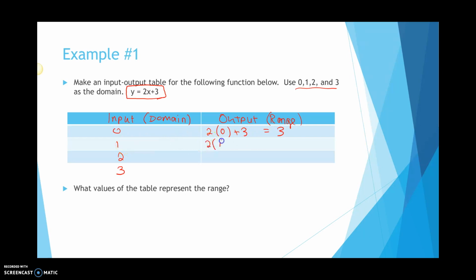Next one, 2 times 1 plus 3. 2 plus 3 gives me 5. 2 times 2 plus 3, so that's 4 plus 3 gives me 7. And last one, 2 times 3 plus 3, that is 6 plus 3, which gives me 9. So these are my output values. So what values of the table represent the range? That is going to be my output. So we'll say the range is going to equal, and I like to put them in parentheses, 3, 5, 7, and 9. And that'll be it for that answer.